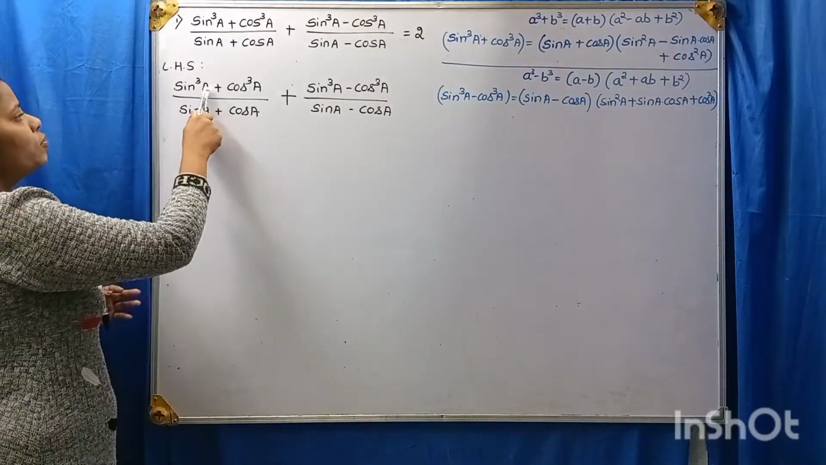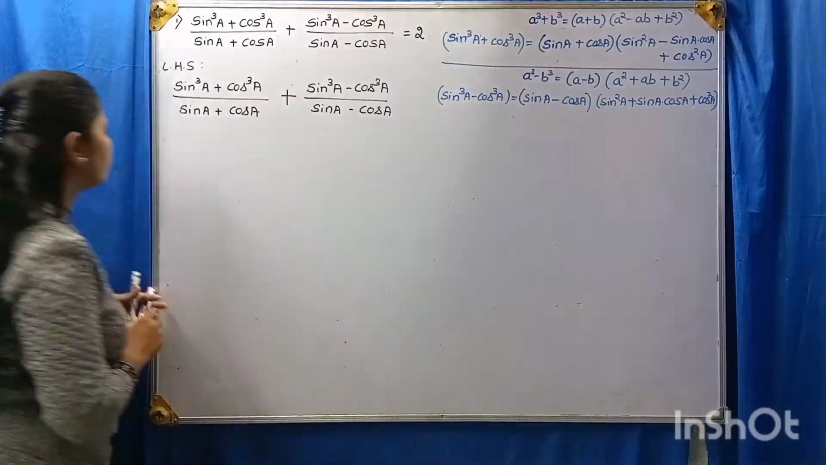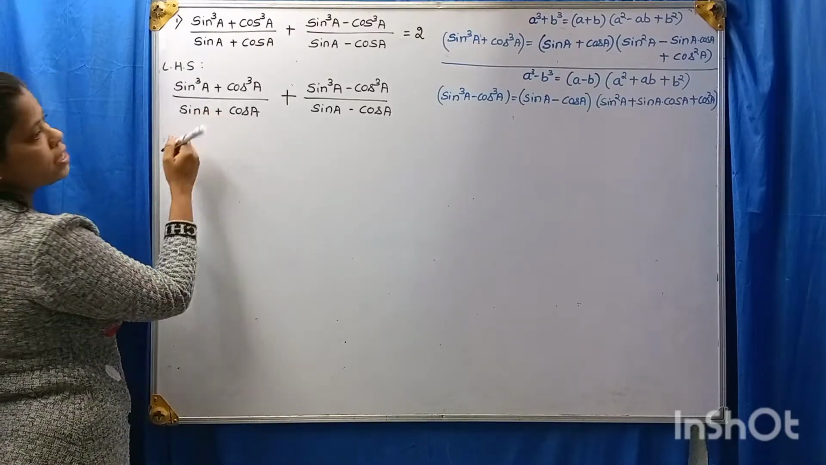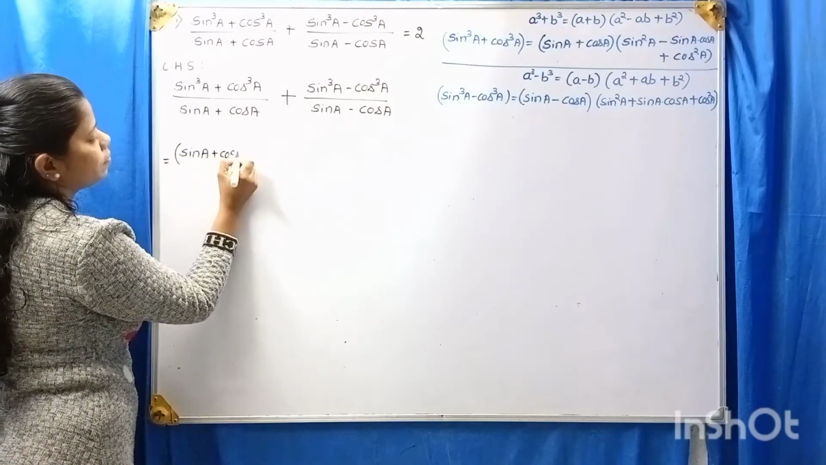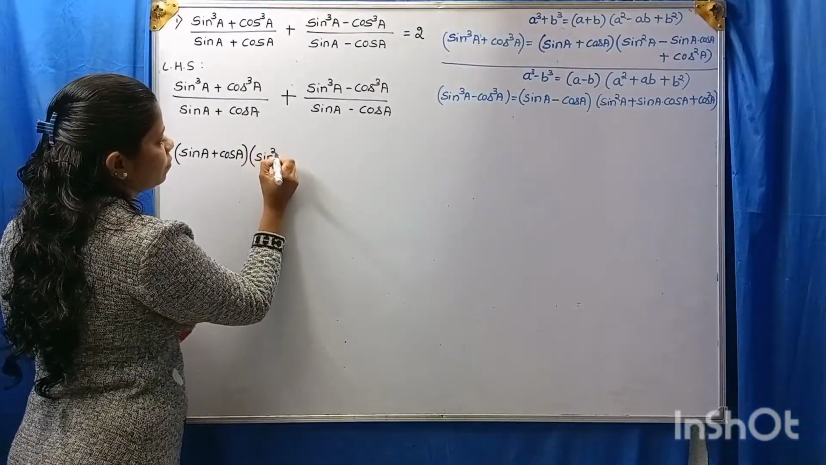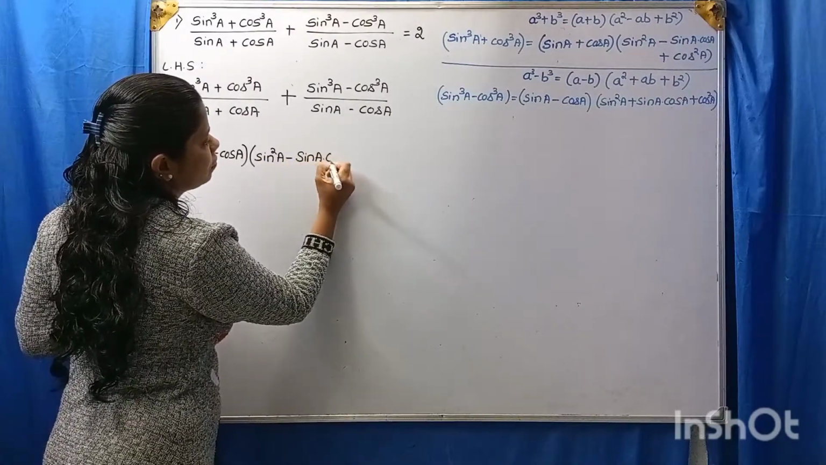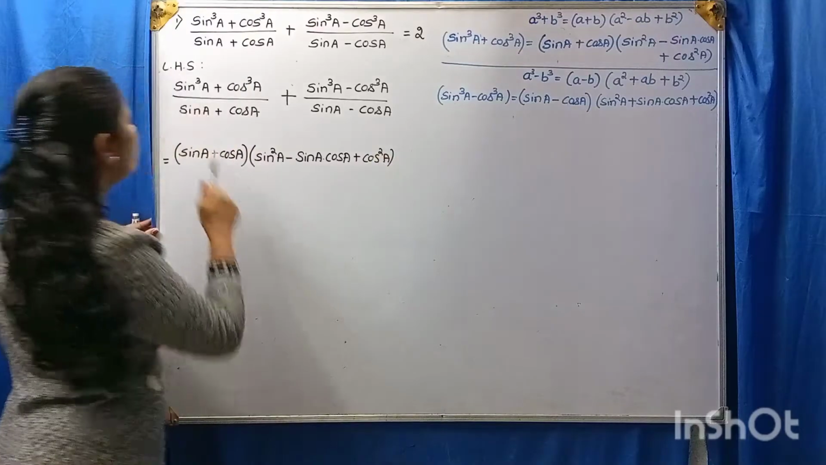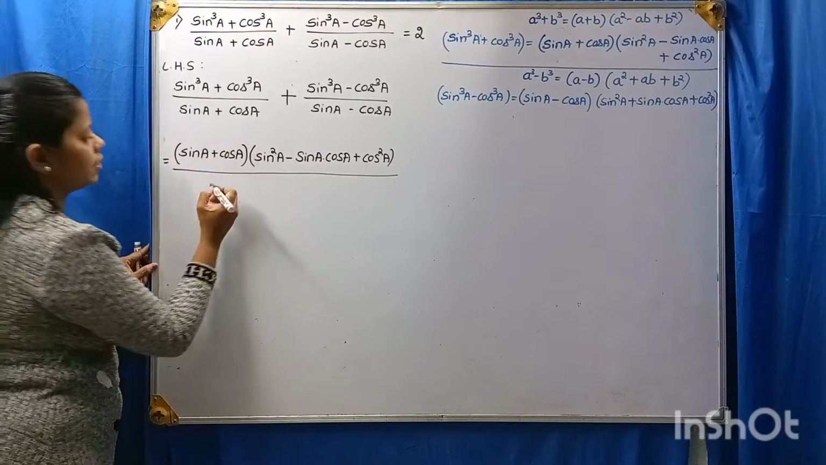Now substitute here. You can write sin cube A plus cos cube A like this. Let me write. Sin cube A plus cos cube A is what? (Sin A plus cos A) into (sin square A minus sin A into cos A plus cos square A). Okay. Whole divided by sin A plus cos A.